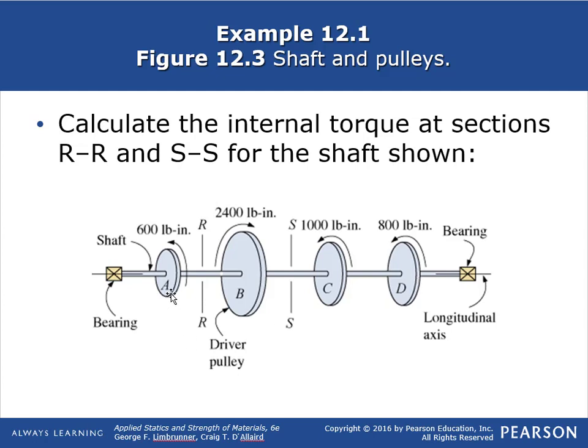The pulley at A is removing 600 inch-pounds. The pulley at C is removing 1,000 inch-pounds. That could be a gear drive or a belt drive or something like that. And then 800 inch-pounds are removed. So essentially this shaft is in equilibrium even though it's transmitting power, rotating at some angular velocity.